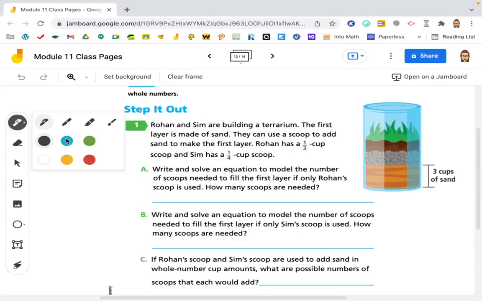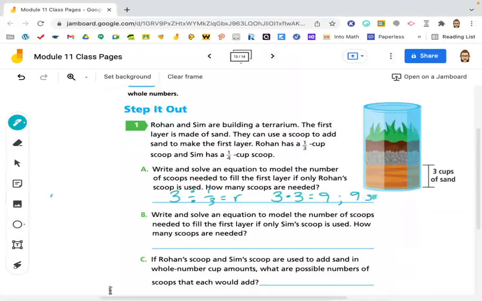What this question is asking is to see how many 1/3 cups go into 3 cups of sand. So we're going to do 3 divided by 1/3 equals R, and then we're going to solve it. If we write our related multiplication sentence, it becomes 3 times 3 equals 9. So 9 scoops.